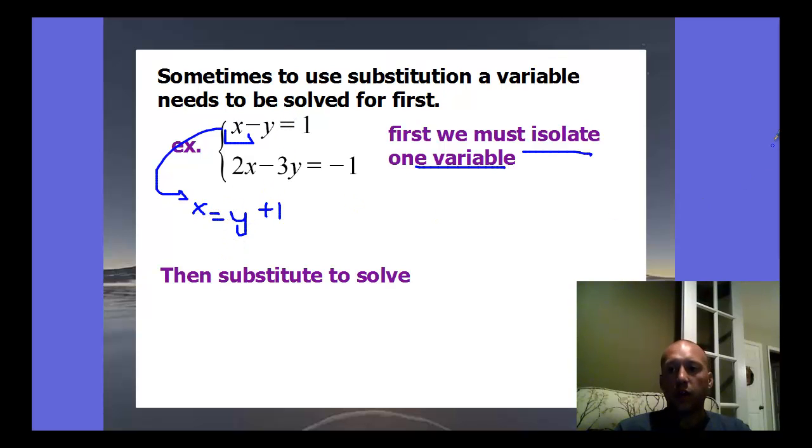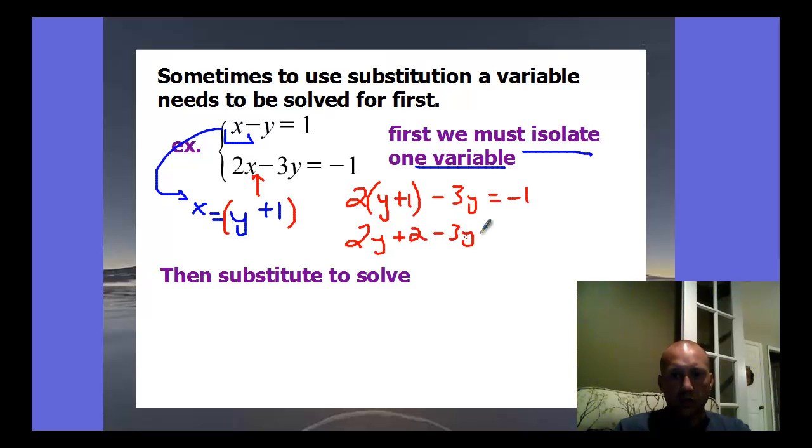So now in the other equation, we can take what x is equal to, x is y plus 1, and put it in place of x right here. So in the second equation, it's 2 times the quantity y plus 1, and then we still have minus 3y equals negative 1. So now we got rid of the x's. We have one equation, one variable, the y. So now we can distribute, combine like terms. So we have negative 1y, subtract 2, and so we find y is 3.